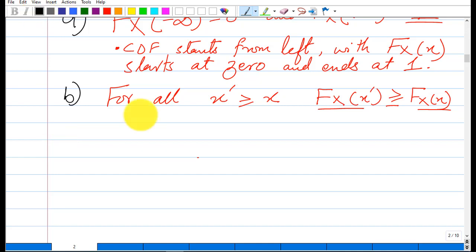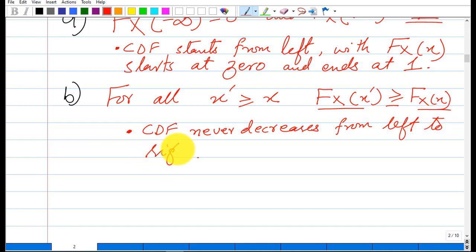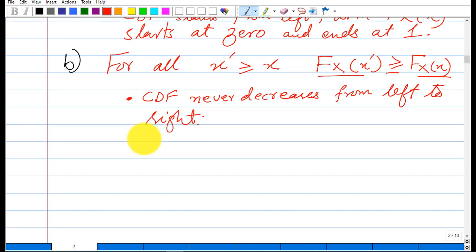So it simply means, in other words, that CDF never decreases from left to right. As we have seen in the first property, the CDF starts from the left to the right with F_X of x starting at 0 and ending at 1. And the second property says that it is an increasing function, so it will never decrease when it starts from 0. It will continuously increase and ultimately reach 1, and it can never exceed 1. Remember, it can never exceed 1 by property 1.